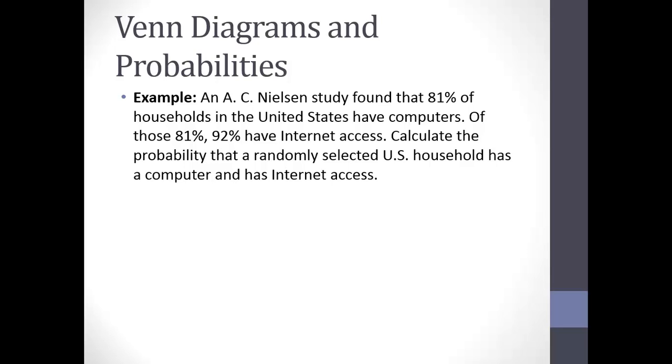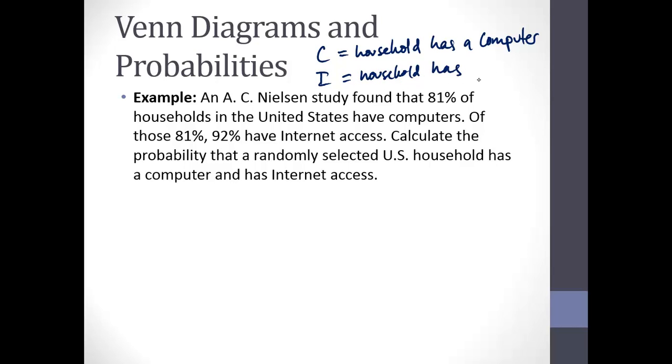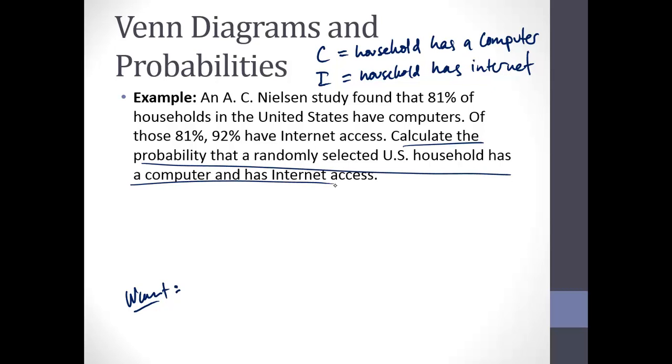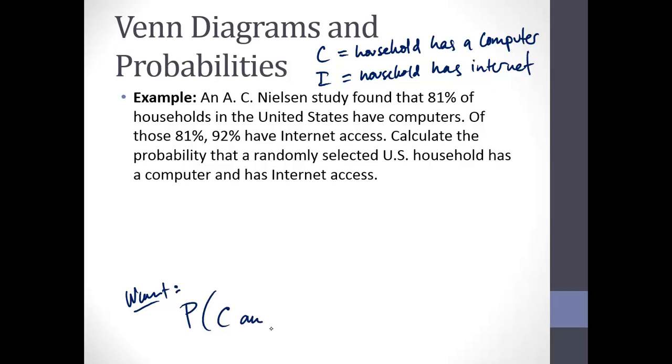So let's set up some notation here. We're going to let C equal the event that the household has a computer, and we're going to let capital I represent that the household has internet. That sets up my notation. And so what do I want? This says calculate the probability that a randomly selected household has a computer and has internet access. So I want the probability of C and I. That's where we're going.